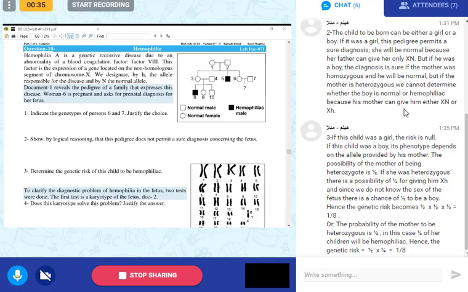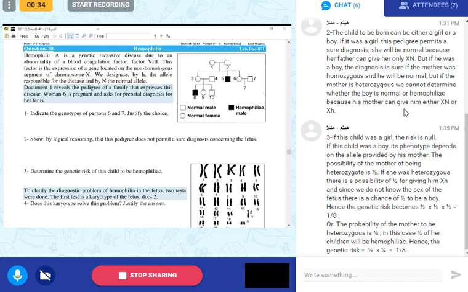Wait, Rana. Why did you say if the child was a girl, the risk is null? Because she doesn't get both X affected, just one X. Because the father will give the fetus XN if she is a girl, and one would be affected from the mother. Exactly. So the XN is normal and dominant. So if she's going to be a girl, she will be normal, no problem. But if it is a boy, it depends now on the allele provided by the mother, because the father will give the Y only. The mother has two possibilities.